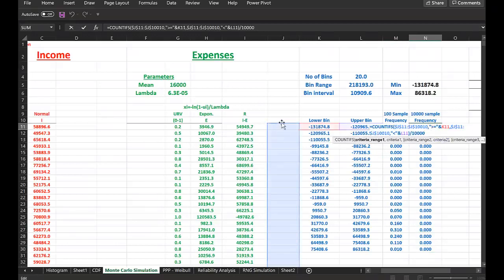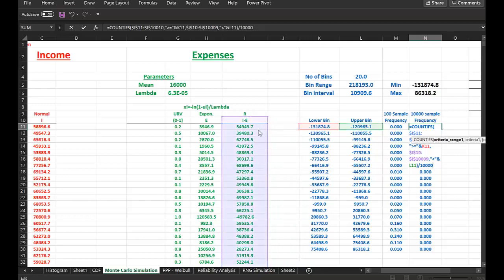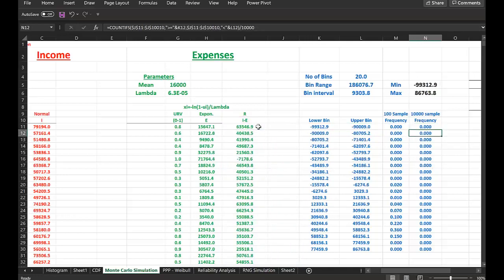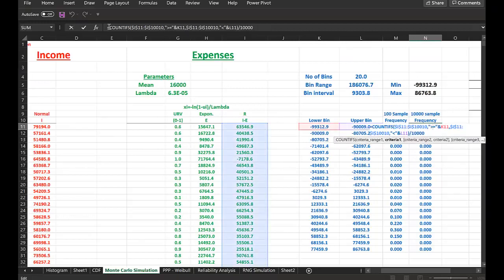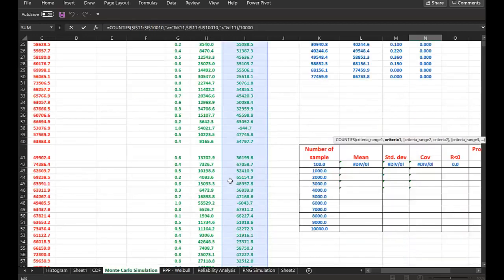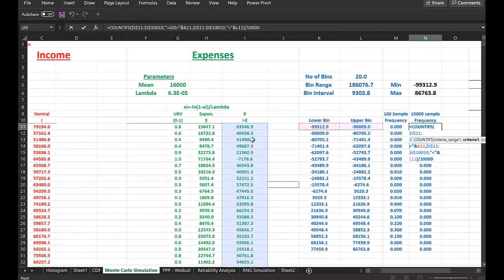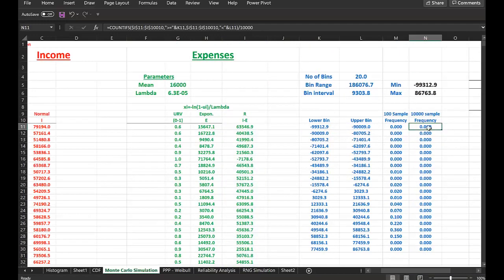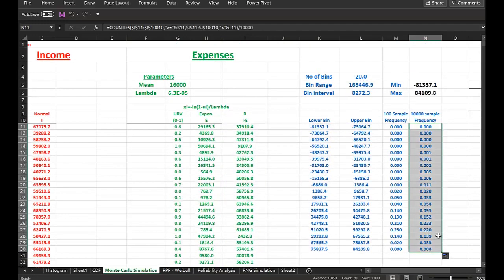So basically this will not be J, this will be I. So let me shift this here. So this is I. So let's check again. This formula should not contain J, this should contain I, because I am checking in the cell I. So this is for the ith cell. We can double click here, and this will give me the probability for our number of samples divided by 10,000. So this will give me the frequency in any bin.